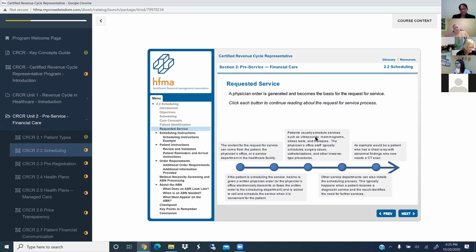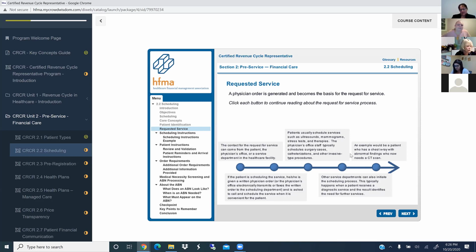Service departments can also initiate the scheduling process. This typically happens when a patient receives a diagnostic service and the result identifies the need for further services. So there's not too many services a patient can just go seek and get on their own. One of the ones that comes to mind happens to be a flu shot, because you can go into just about any pharmacy right now and get your flu shot.